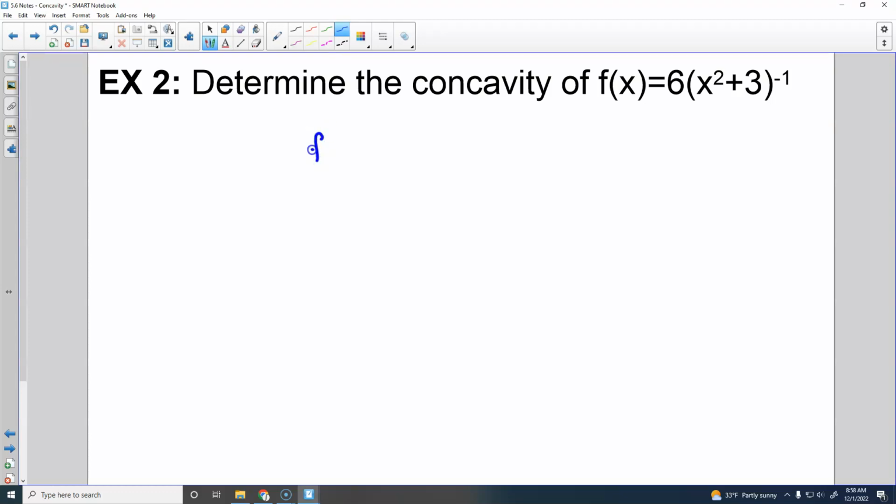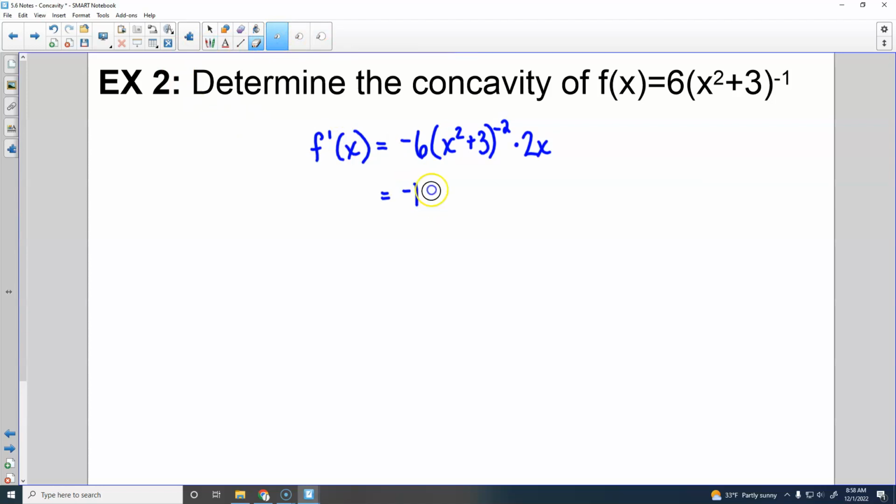So when you take the derivative, Zach, what are we going to get? Negative 6 times x squared plus 3 to the power of negative 2 times 2x. Very good. And then let's clean that up a little bit before we try to take the second derivative. Negative 12x times x squared plus 3 to the negative 2. That's my first derivative.